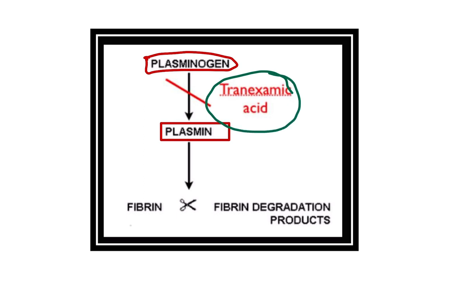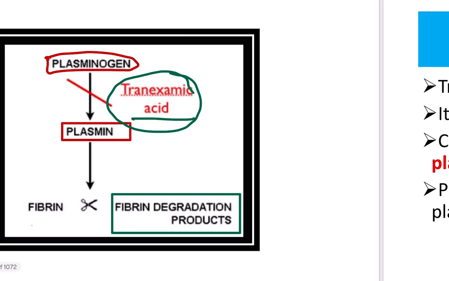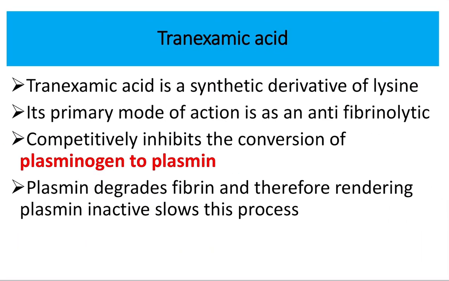road traffic accidents and other conditions, because in these conditions we don't want to break down the blood clot. For keeping the blood in a clotting position to stop the bleeding, we should use tranexamic acid. If we use tranexamic acid, then fibrin degradation product, or D-dimer, is not produced. So that is in short about tranexamic acid.